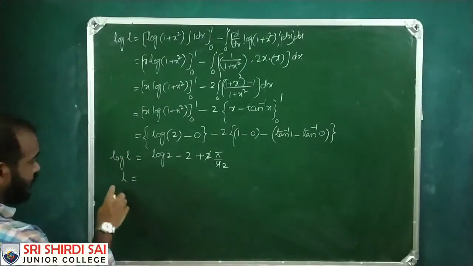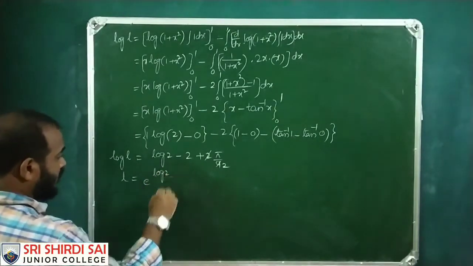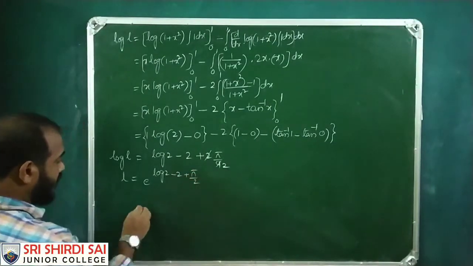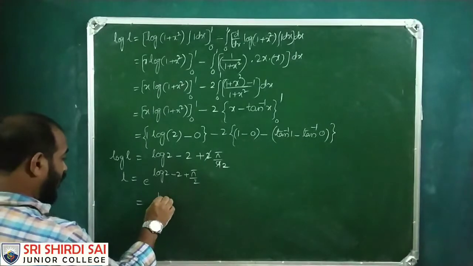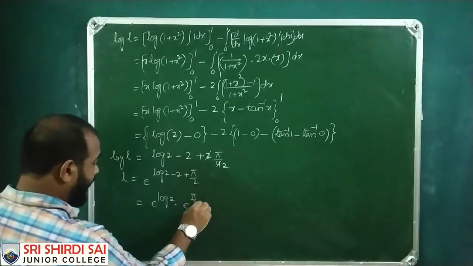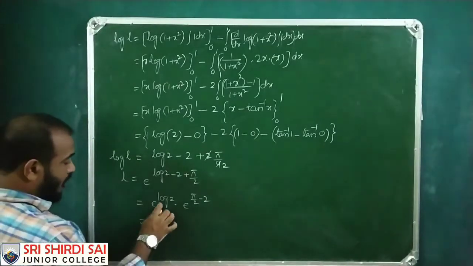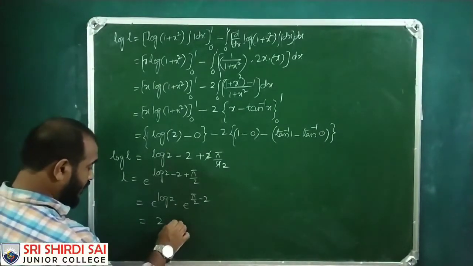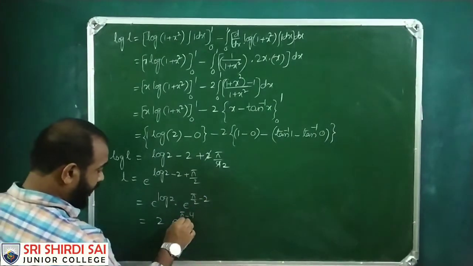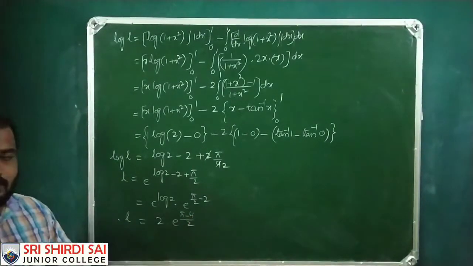So L is equal to, if I shift to that side, e power log 2 minus 2 plus pi by 2. This is equal to e power log 2 into e power pi by 2 minus 2. This is equal to 2 into e power pi minus 2, 2's are 4, by 2. Therefore, L is equal to 2 e power pi minus 4 by 2.